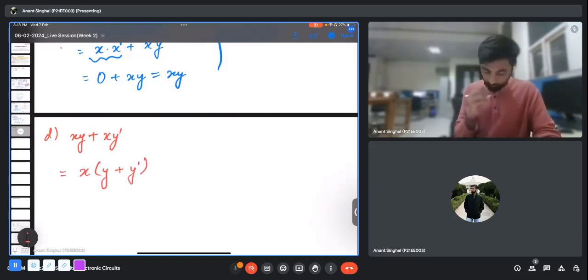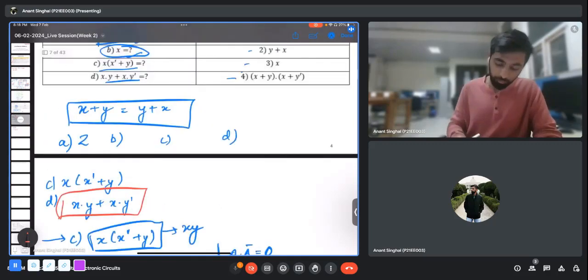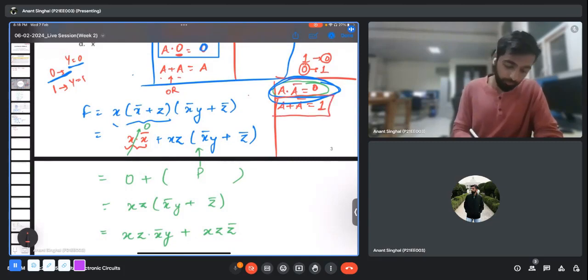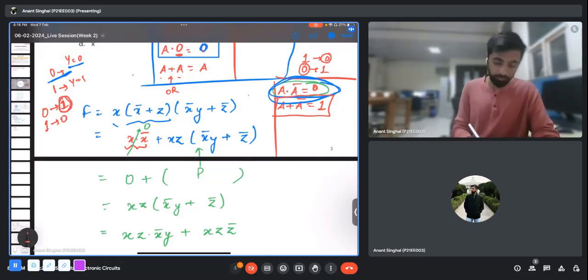I have already given you this property in the first question itself. So let's go back. If you add any variable to its complement, even if the variable is 0, the complement will be 1; if it is 1, the complement will be 0. So 1 in an addition or OR operation will always result in a 1. That is what I already told you.